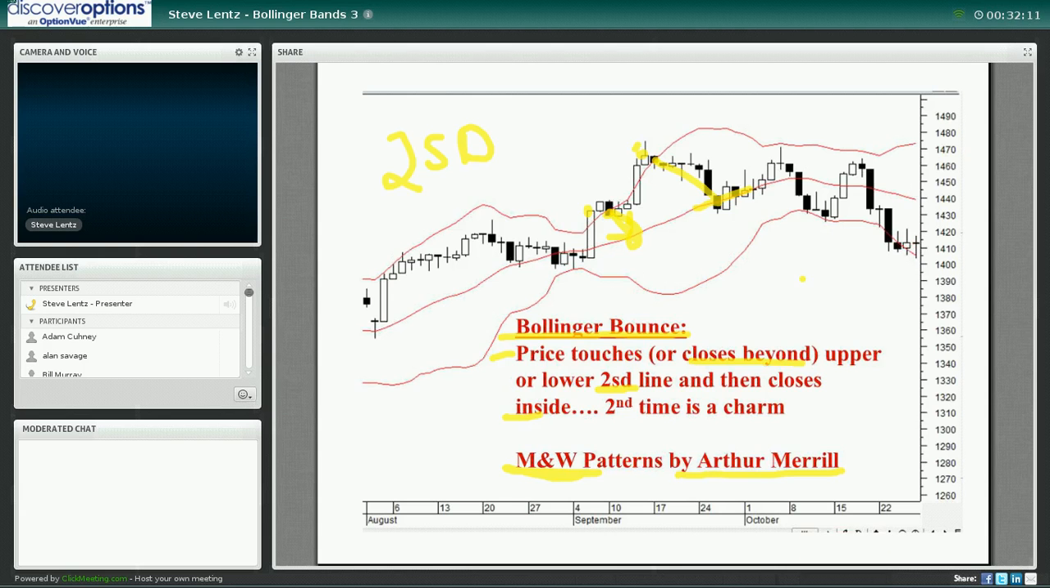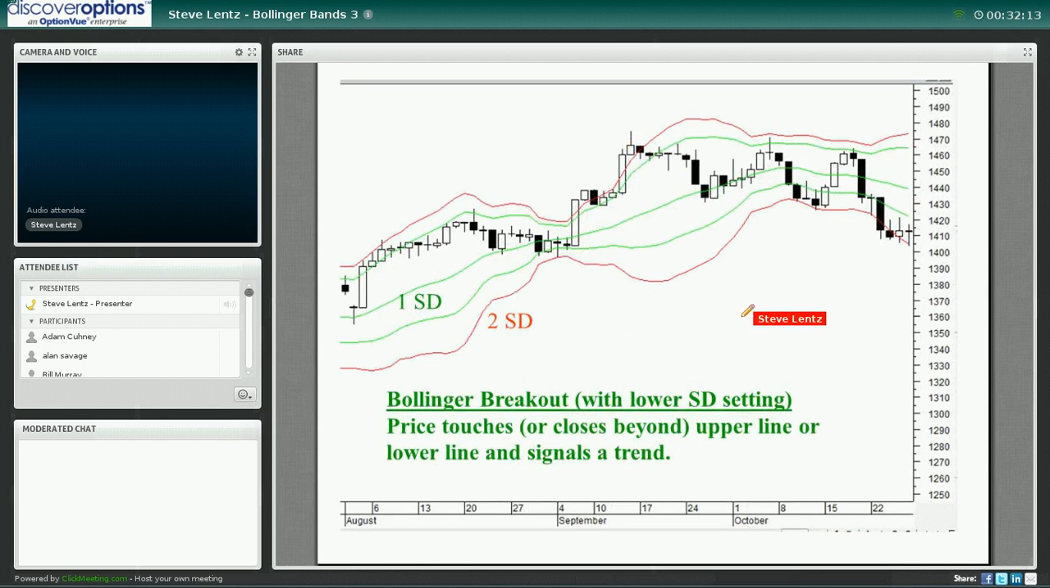But what I want to talk about today is a system based upon trend following. Trend following, and in particular coming out with a credit spread approach using the Bollinger Band breakouts in terms of trend following. And so what we're going to do is look at the green line, which is the 1 standard deviation line, and that is price can touch or close beyond, and we're going to say close beyond, the upper or lower line, and that then signals a trend. And again, we're using green, it's the 1 standard deviation that we just calculated here. Okay?